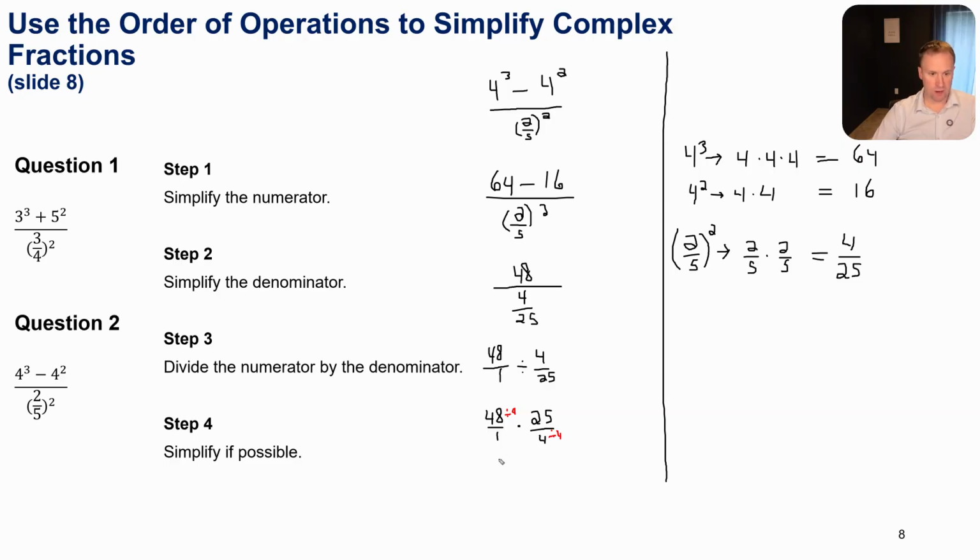So rewriting 48 divided by 4, I get 12 over 1 times 25 over 1. So 12 times 25, our numerators, is 300. 1 times 1 is 1, so 300 divided by 1 is equal to 300. Okay, so this is using order of operations to simplify complex fractions.